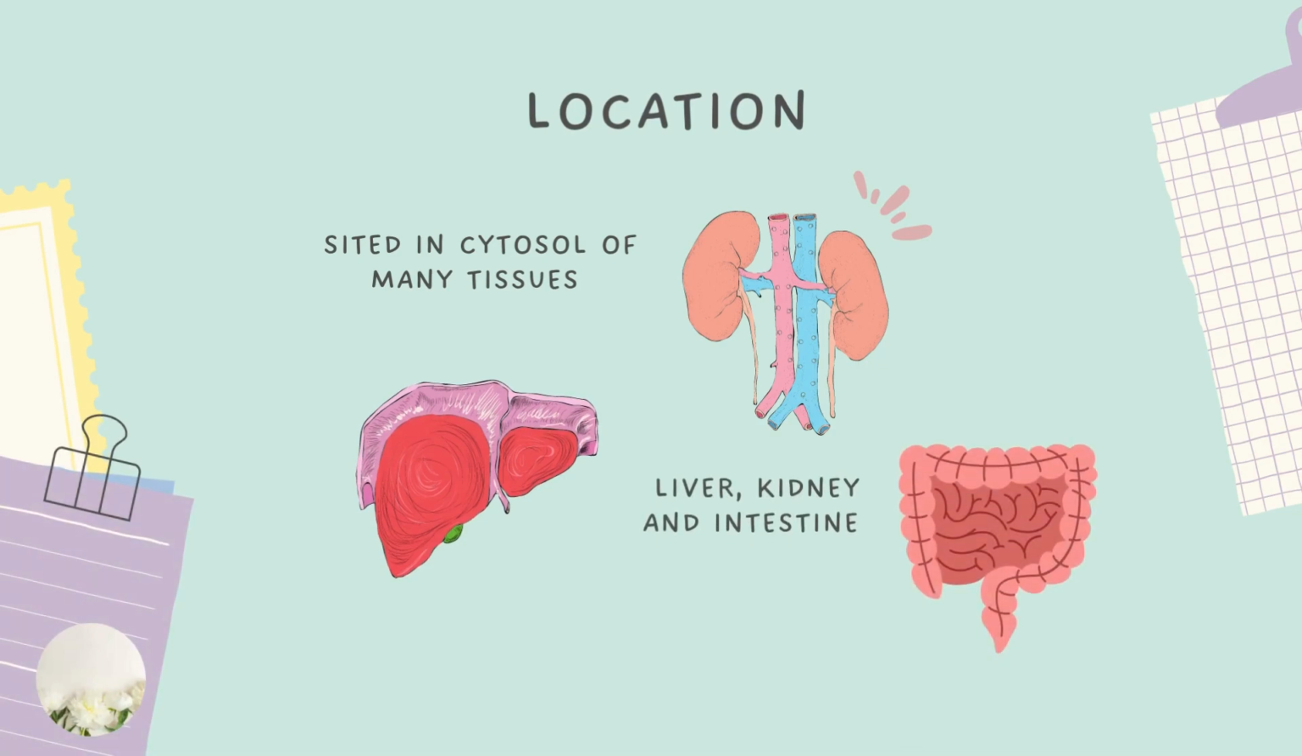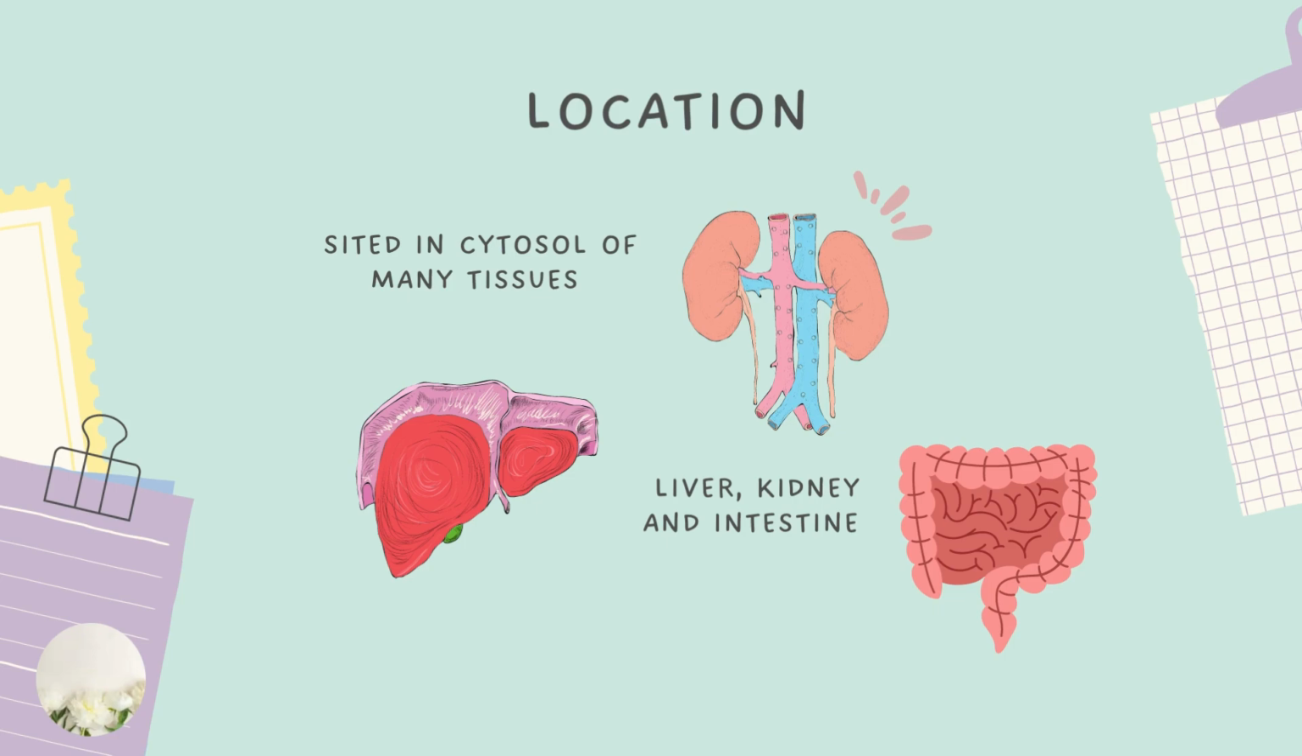Next, the uronic acid pathway is an alternative oxidative pathway for glucose metabolism. It catalyzes the conversion of glucose to glucuronic acid, ascorbic acid, and pentoses. Also, it does not lead to the formation of ATP. So where does this alternative pathway actually work? The uronic acid pathway is sited in the cytosol of many tissues, especially in kidney, liver, and intestine.